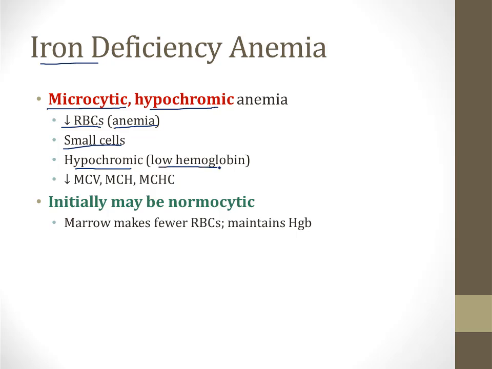And an easy way to remember the findings when you perform red blood cell indices is that they are all low. So there's a decreased cell size, so decreased MCV. There's less hemoglobin, so there's a decreased MCH, and there's also a decreased MCHC.